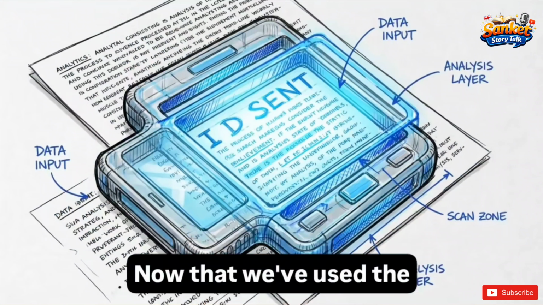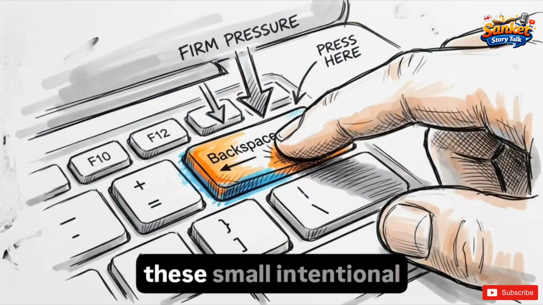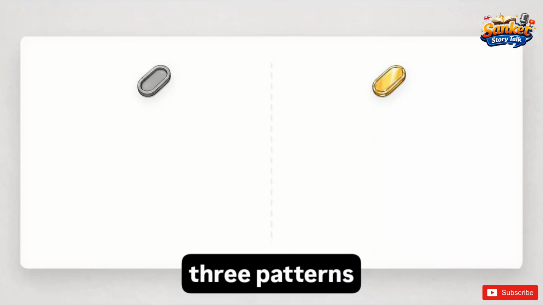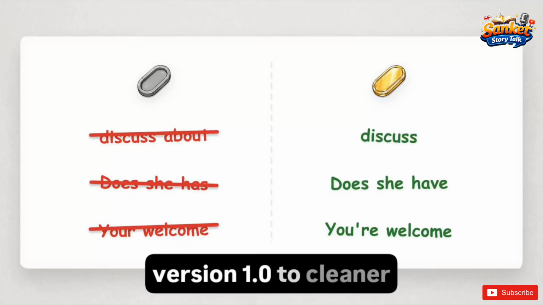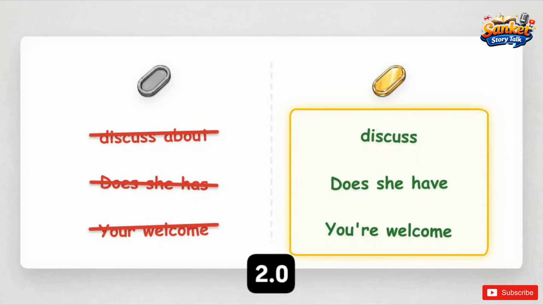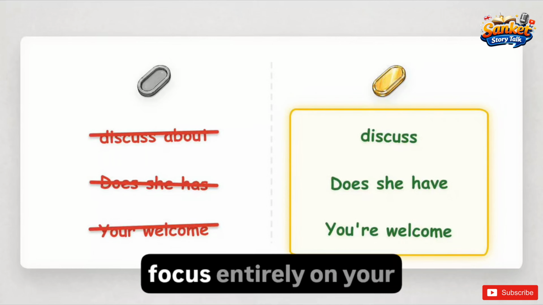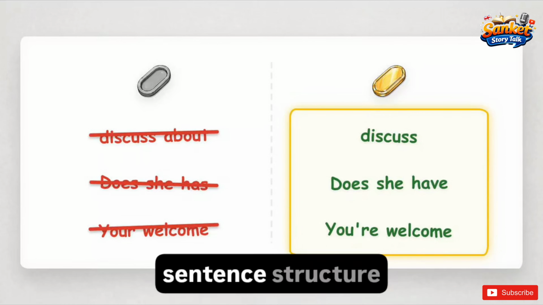Now that we've used the X-ray to look at these specific examples, we can see the impact of making these small, intentional adjustments. This table compares the three patterns. We moved from the conflicting structures of version 1.0 to cleaner corrections in version 2.0. These act as friction reducers, ensuring others focus entirely on your meaning, rather than being momentarily distracted by sentence structure.